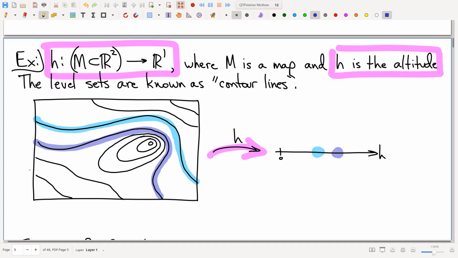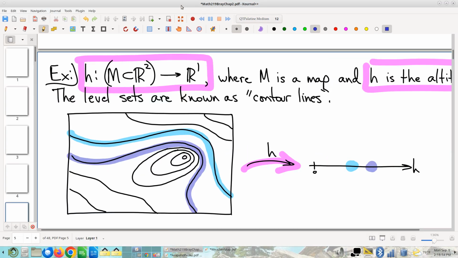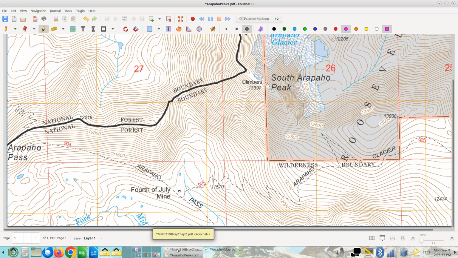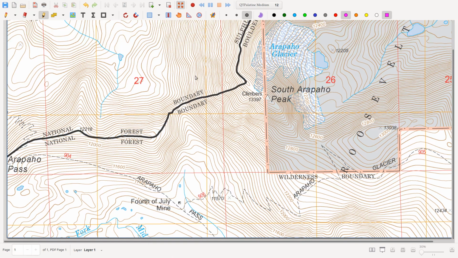Now that's just something I sketched up, but I'm going to show you a real example of a contour map. This is a topographical map of a mountain in Colorado. This is a mountain that I climbed when I was about y'all's age or so. So I'm familiar with this area, and I can attest to what it feels like when you're hiking along.